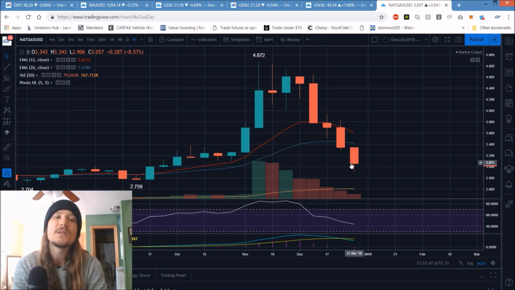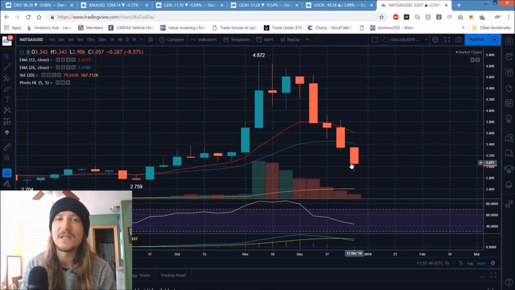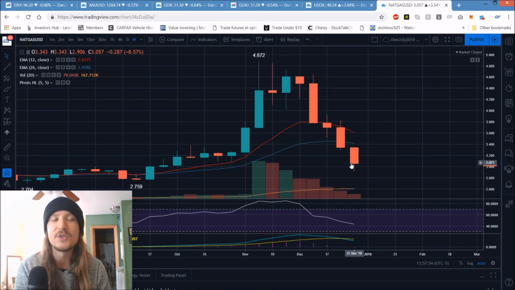I personally am choosing to play UNG rather than a 3 times leveraged ETF. Number 1, because I want less risk and less reward on this swing trade. And number 2, I don't want to have to worry about any kind of time decay if I am looking to hold this multiple weeks for this bounce to play out.